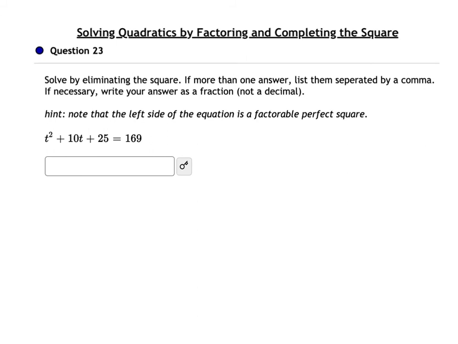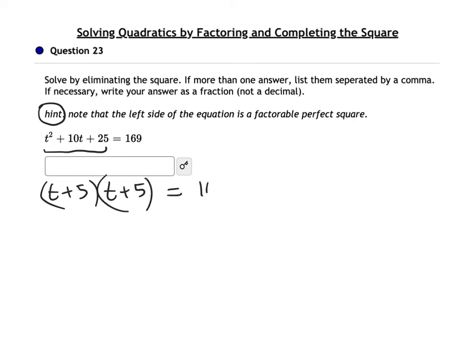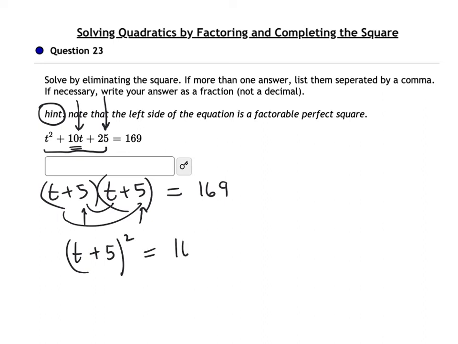This question is another that's leading up to completing the square, and the hint is the key here. This is a perfect square. Something times something makes that, and in fact it's t plus 5 times t plus 5 equals 169. Notice that 5 times 5 makes positive 25, and 5t and 5t make 10t. When you FOIL, outer and inner always create the middle term. We have t plus 5 squared equals 169.